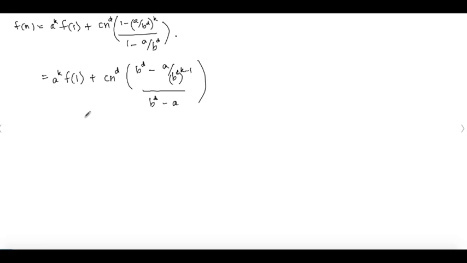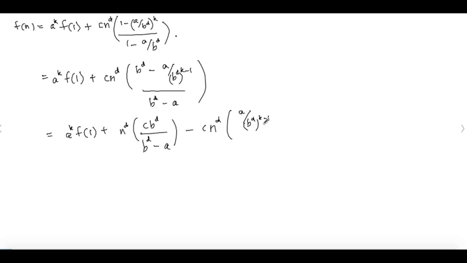Okay. Then I can say this is equal to, let's separate all the terms. a^k f(1) plus nd times c b^d divided by b^d minus a. Then I can say plus or minus c and d. Then I can say a over b^d, k minus 1, divided by b^d minus a. Okay, so what is nd divided by b^d to the k minus 1?